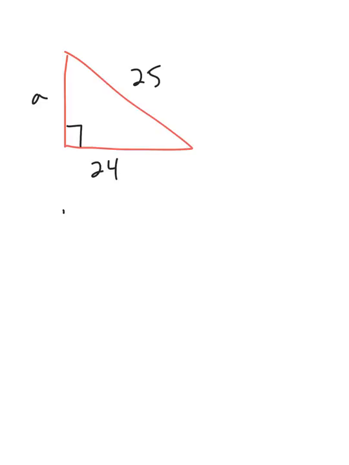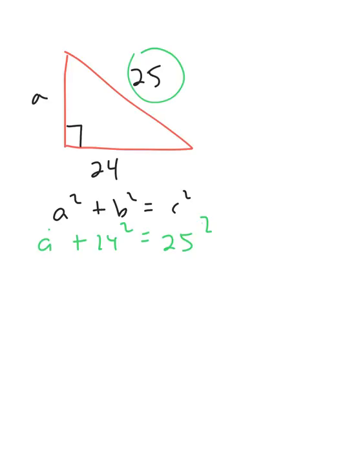Now, what would we do here? We know that the formula is a squared plus b squared equals c squared. But that's your c, so we're just going to fill it in. 25 squared. We have 24 squared is the b, and we don't know what the a is. So 24 squared is 576. 25 squared is 625. And now we just have equations.